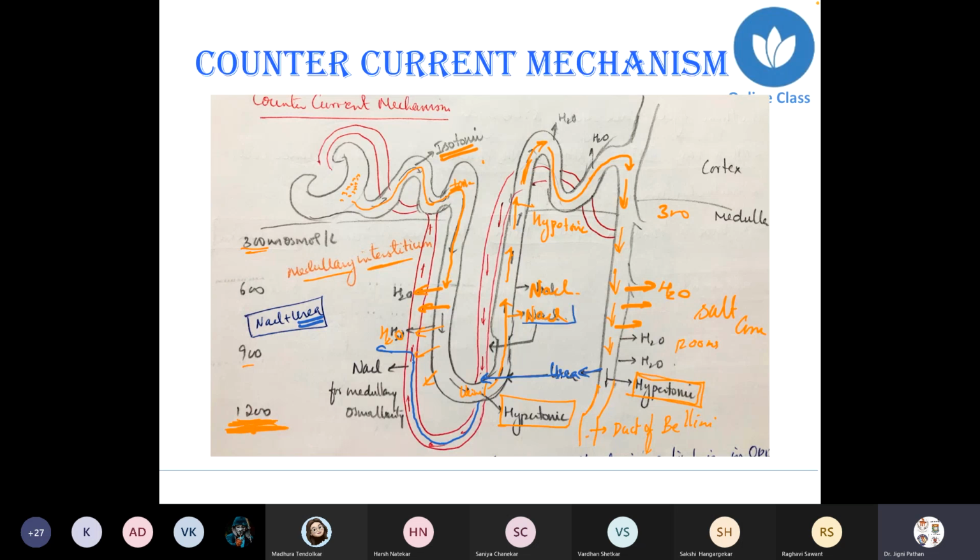In the same way, the NaCl which is removed on the ascending loop of Henle is taken by the descending Vasa recta. It is taken and then given out at the ascending Vasa recta to maintain the medullary interstitium. So the flow in the Vasa recta and the loop of Henle is in opposite directions. That's the reason it is said to be a counter current mechanism. Did you understand how the urine is becoming a hypertonic urine?